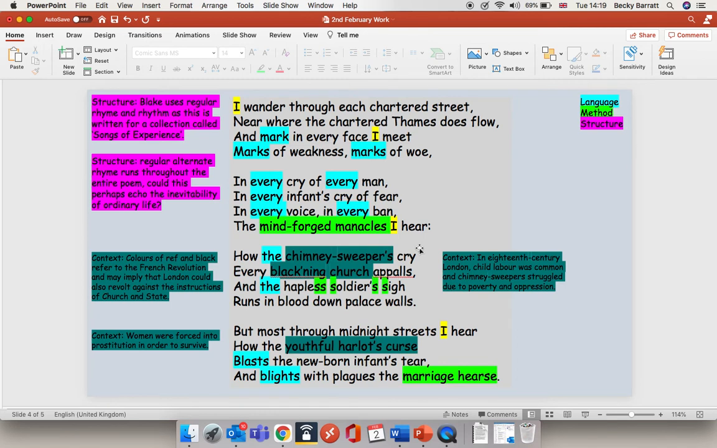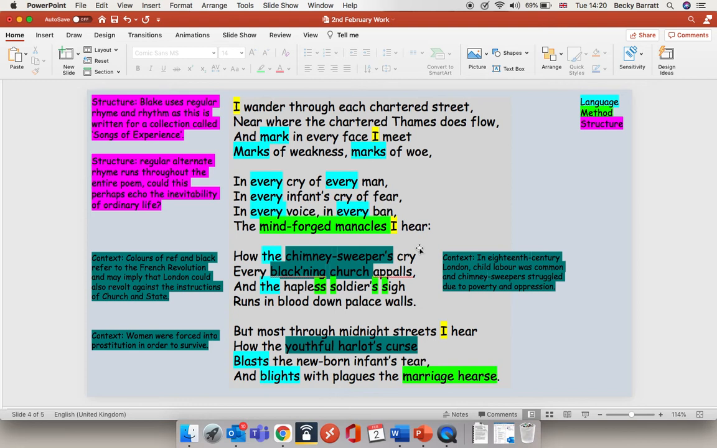Okay, so this last slide then, I've tried to focus a little bit on structure and context. So this time around we did a lot of the context research at the beginning of the poem before we'd even looked at the poem. Hopefully that's helped a little bit, and it's helped to give you a little bit of an idea of what the poem is about and the tone.